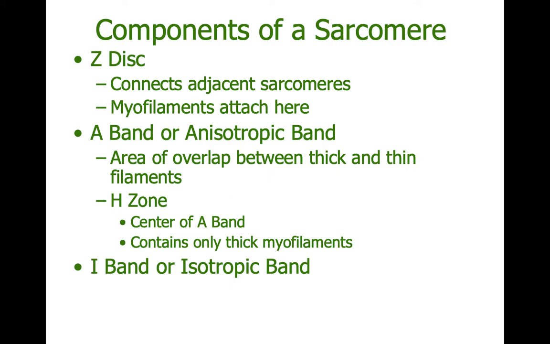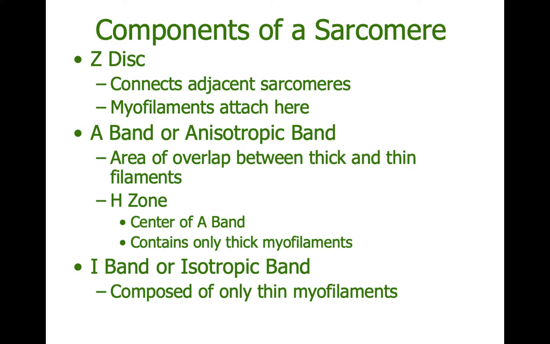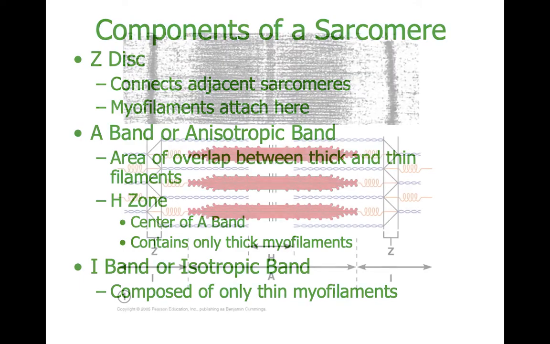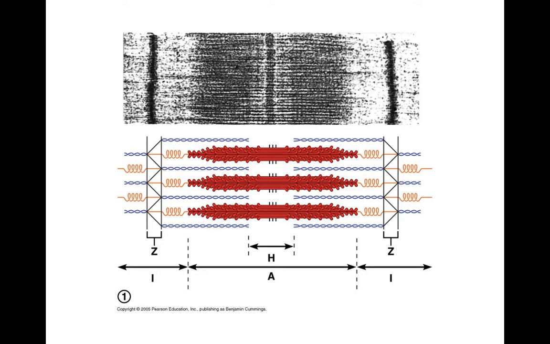Next, we have the I band or the isotropic band. So again, this makes sense. If the anisotropic band is the darker area, the I band or the isotropic band will be the lighter band. And again, there's an I in light for isotropic. It is composed of only the thin myofilaments, so that makes sense. The thin myofilaments are not going to be as thick and as dark as either just the thick alone as in the H zone or the doubling up of both types of myofilaments.